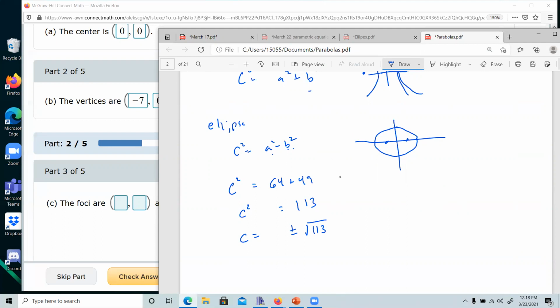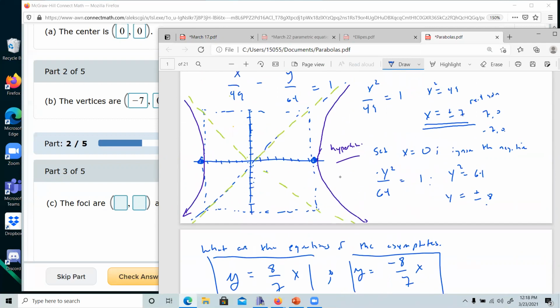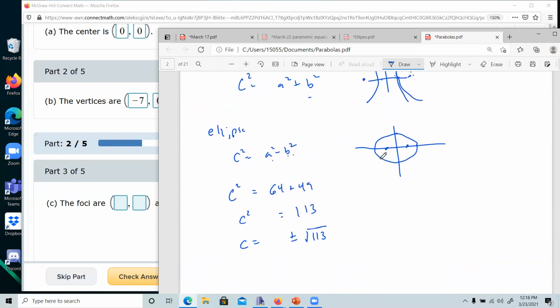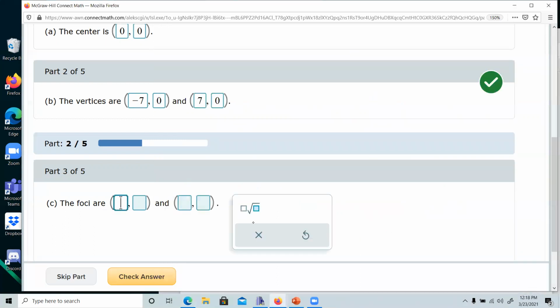Okay. So where are the foci? Well, in this case, my vertex was -7 and +7. The foci are going to be in the same line as the vertices. So this is going to be plus root 113, 0, and minus root 113, 0. Okay, so that's what we do for that one.